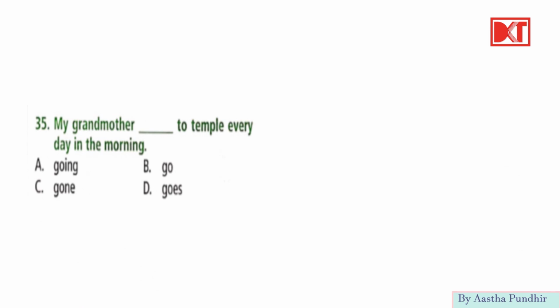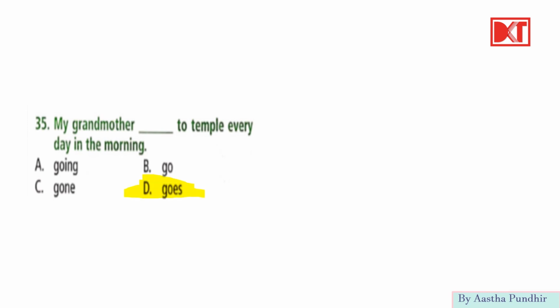Alright, now this is the last question. This one says, my grandmother dashed to temple every day in the morning. Now the options are A. My grandmother going to temple every day in the morning. B. My grandmother go to temple every day in the morning. C. My grandmother gone to temple every day in the morning. D. My grandmother goes to temple every day in the morning. Now here the correct answer is goes. D. My grandmother goes to temple every day in the morning.